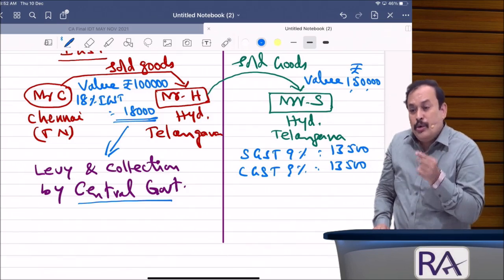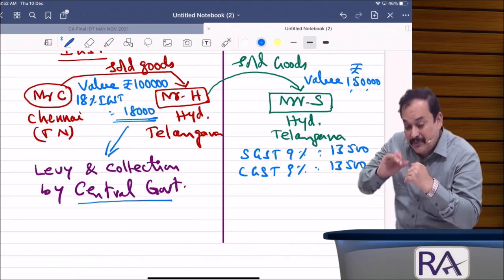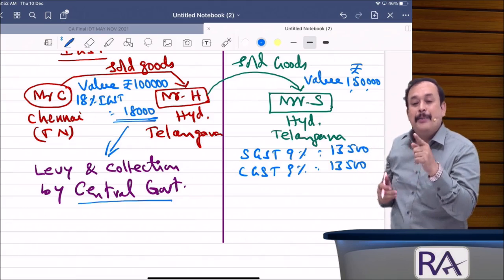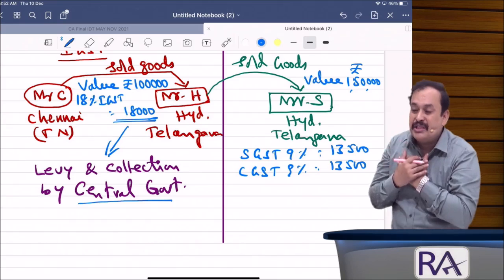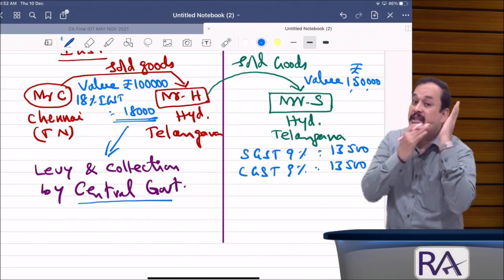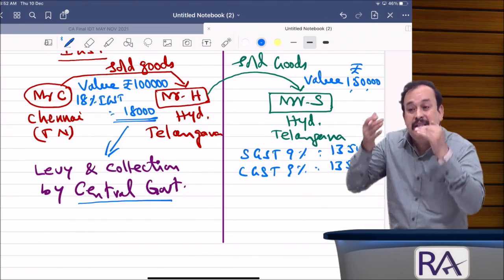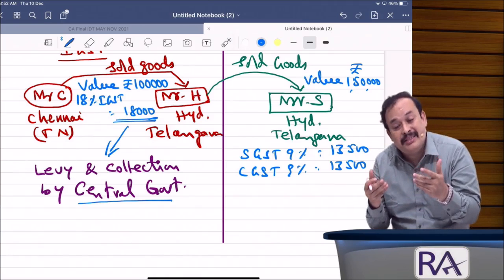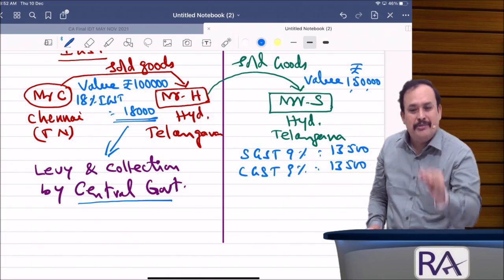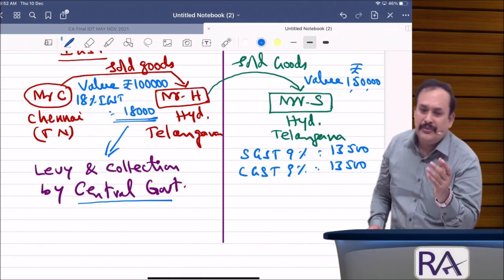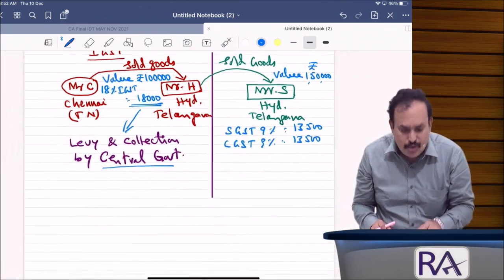Now, who suffered this 18,000? H of Hyderabad on his inward supply. When he makes a further outward supply, he is liable to pay CGST, SGST. While paying CGST, SGST, what does Mr. H of Hyderabad say? I already suffered rupees 18,000 on my inward supply. I want to take it as input tax credit. Is it allowed under GST or not? Well allowed. Input tax credit is one of the backbones of the GST law. Therefore, government said, yes, go ahead, please claim the credit.